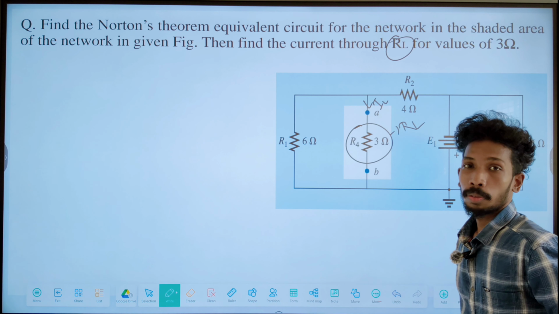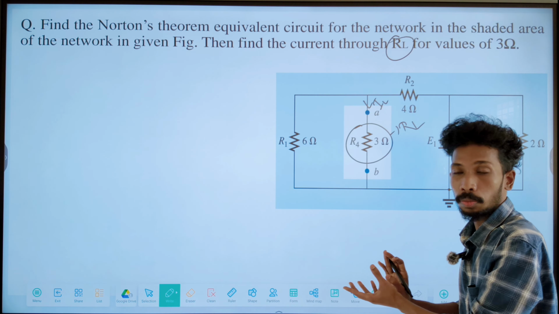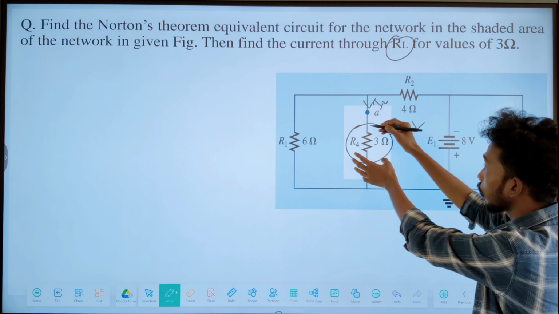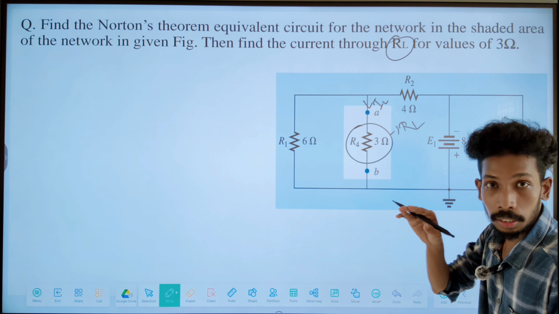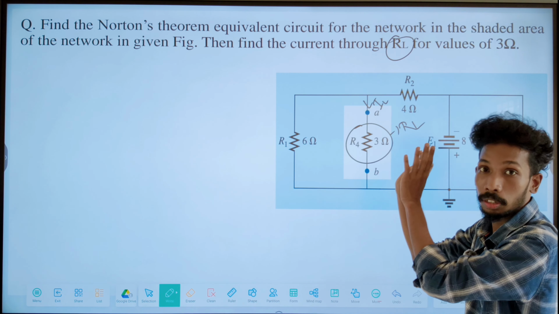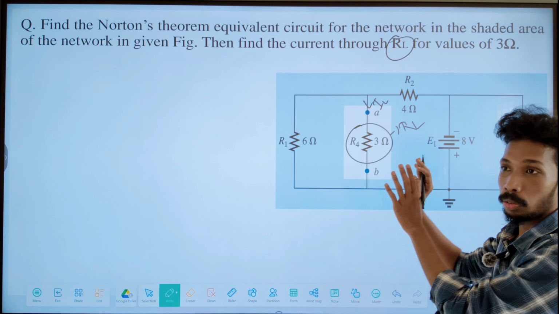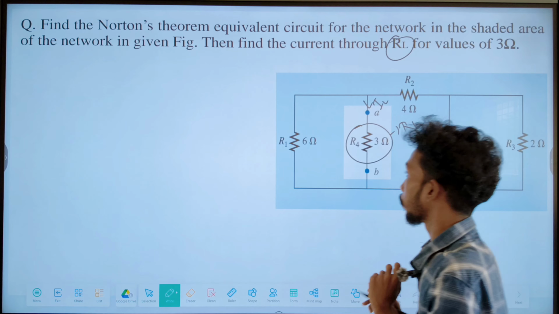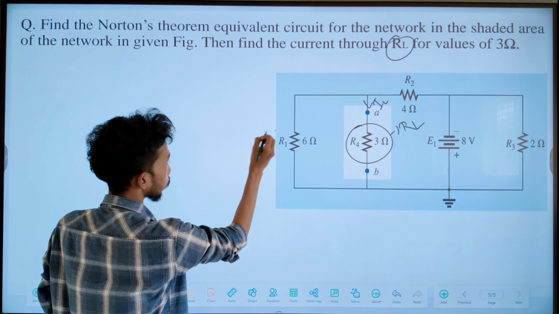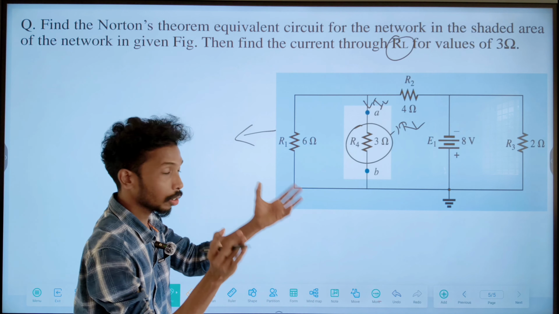Okay, so if we apply Norton theorem, means the Norton theorem steps, what will we do first? First we will make this load resistor a short circuit branch, then find out what is the current in this short circuit branch, applying KVL or KCL. Okay, after that what will we do? First we are doing our first step. First we will remove this load resistor and make it a short circuit branch.